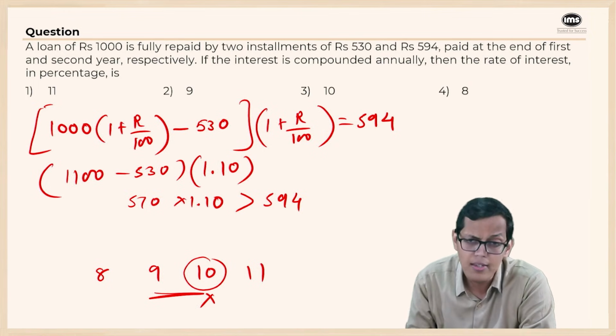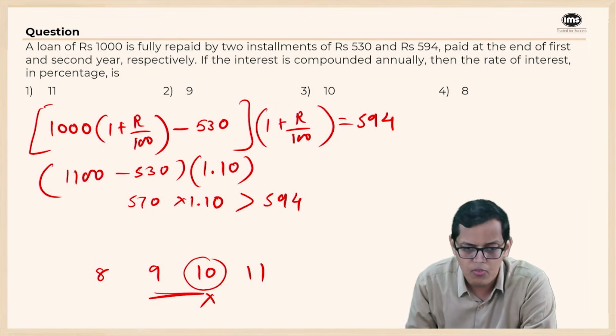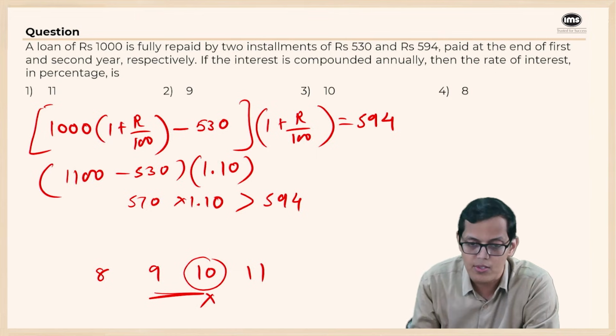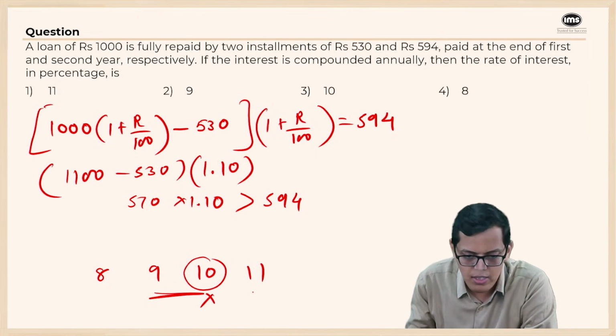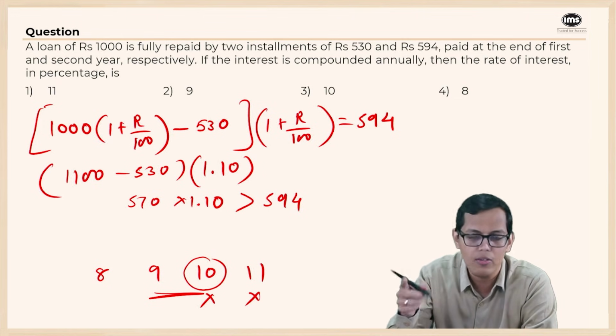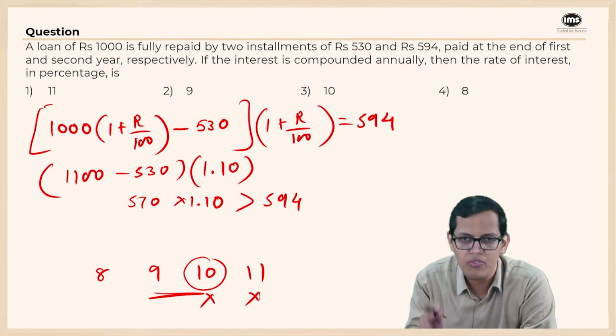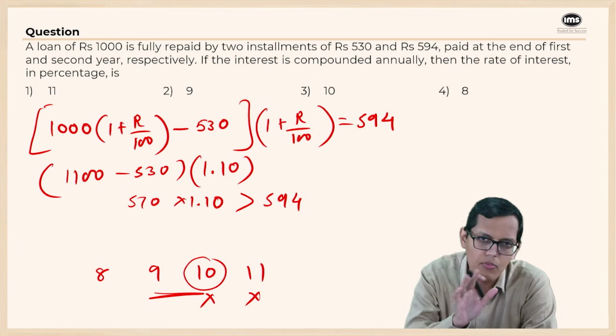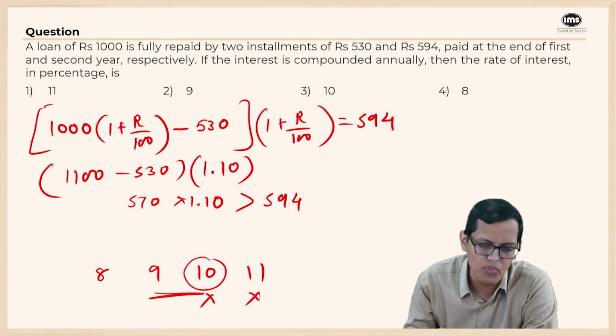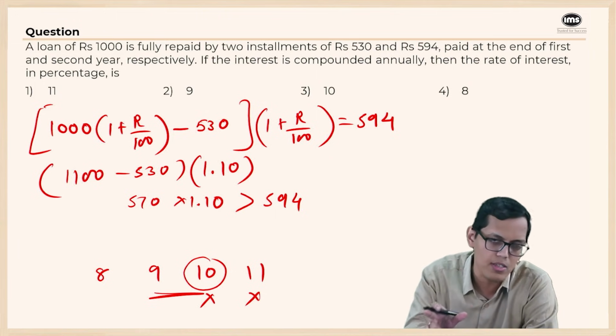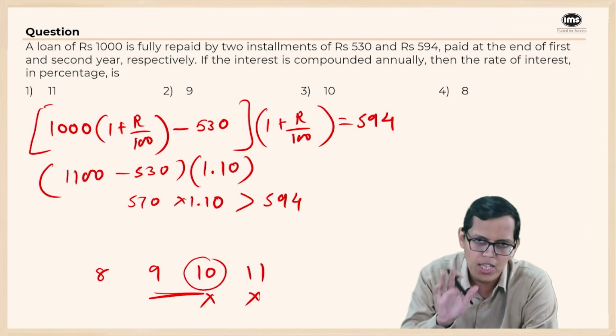At the same time, 10 turned out to be actually a value larger than the actual answer because it produced something more than 594. So I will reject 11 as well. If 10 was too big, 11 is even larger. So answer is 1 of 8 and 9. Now you put any one of them in the place of R. If it works, that is the answer. If it fails, the other one is the answer. The actual answer is 8.